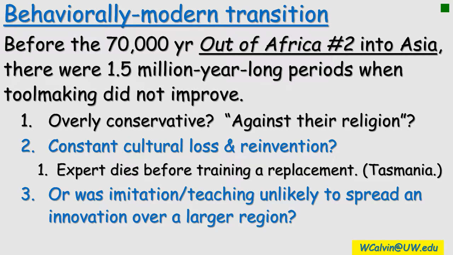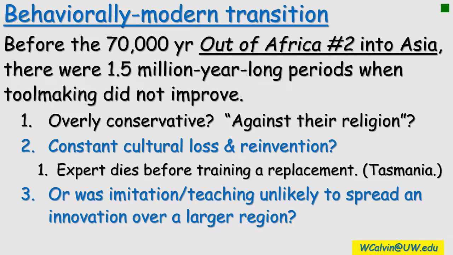So before this 70,000 year out of Africa into Asia, there were 1.5 million year long periods when this rulemaking didn't improve. Now, were they just overly conservative? You know, was it against their religion or something?